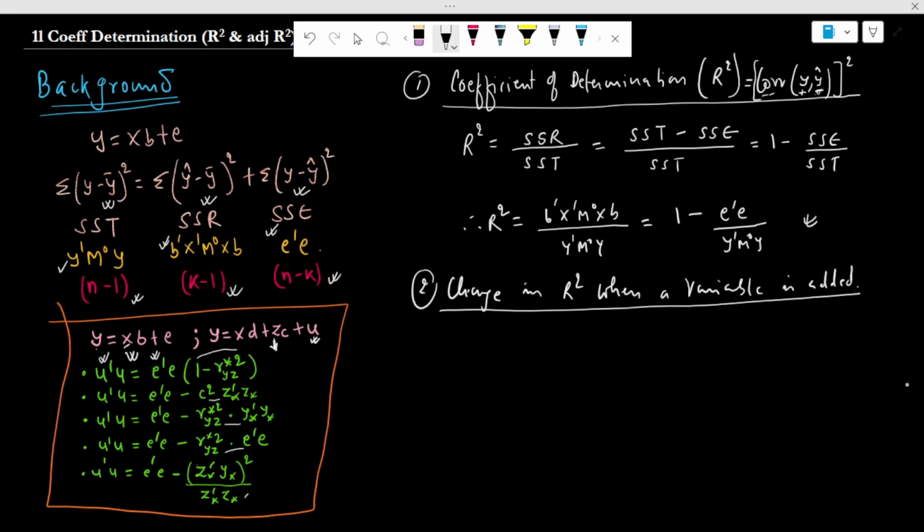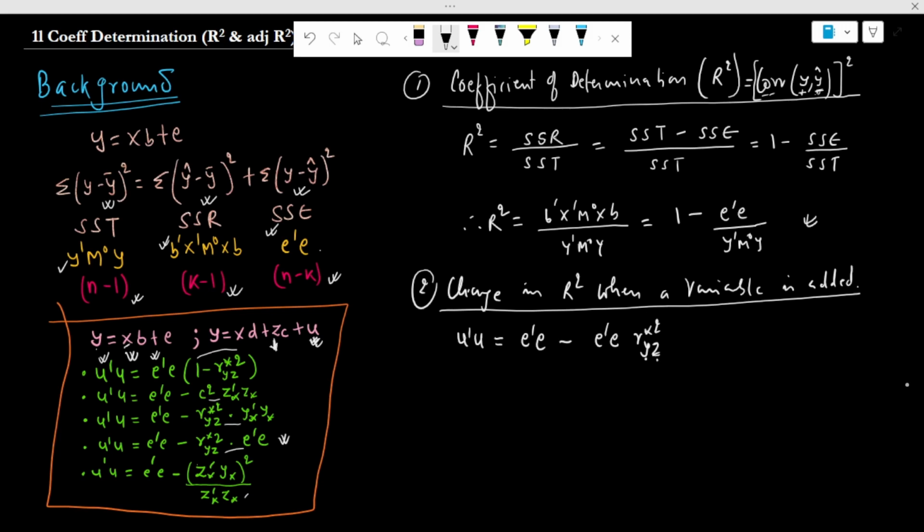We have already seen that the sum of the square of the residual when we add a variable is less than the sum of the square of the residual when we don't add a variable, and their relationship is given by these expressions. For our purpose, let us pick this relationship, and let me write it once again, where r star square yz is the partial correlation coefficient between the dependent variable and that additional variable after partialling out the effect of X.